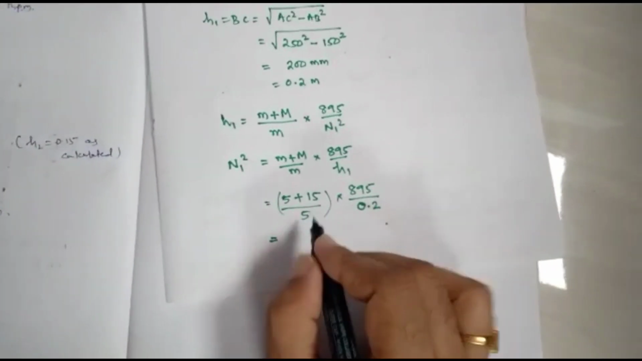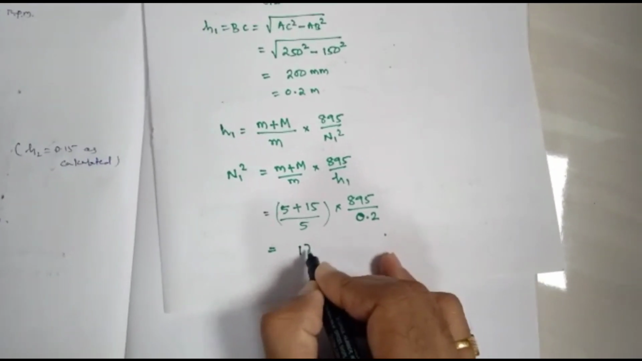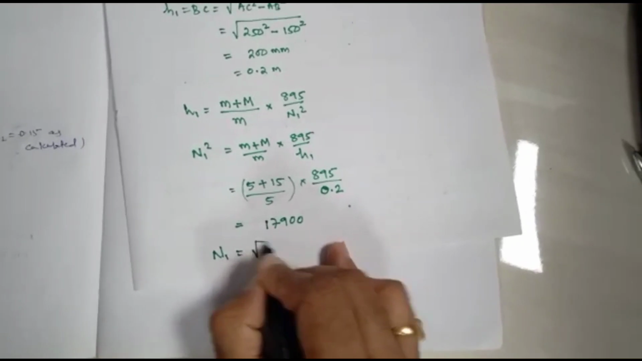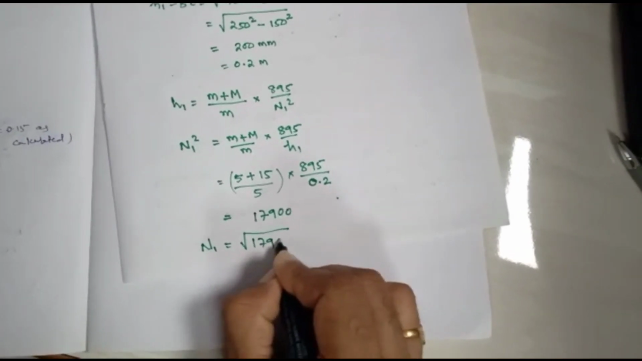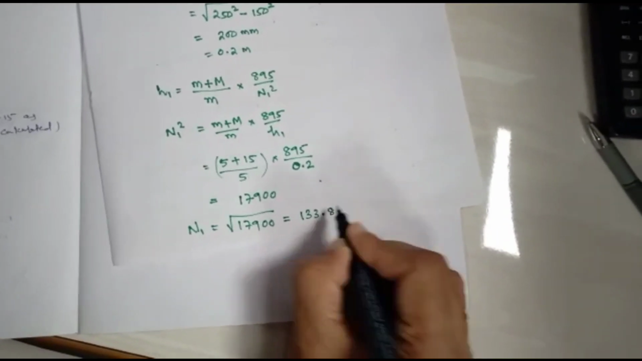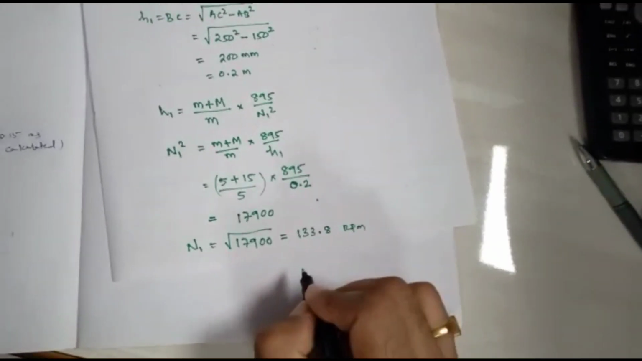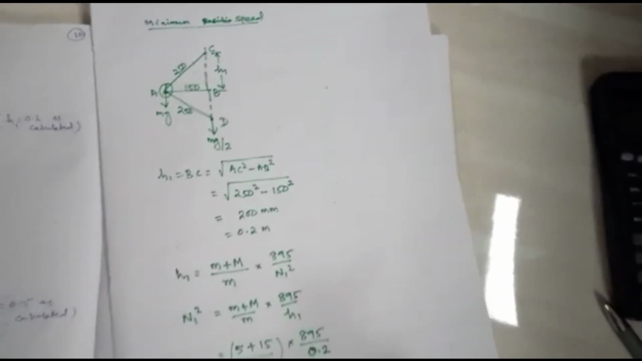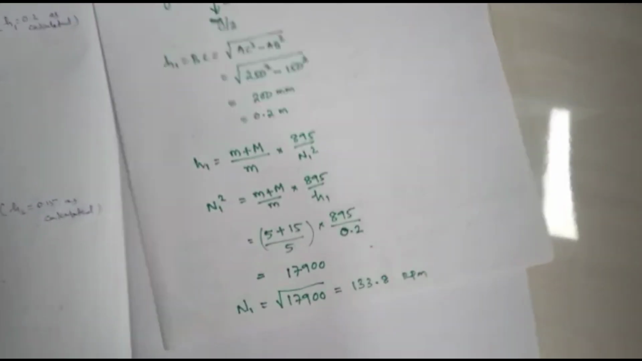After simplification, we'll get the value 17900. So what is N1? Root over of 17900. We'll get 133.8. This is in RPM. So this is minimum speed, 133.8 RPM. In a similar way, we'll find out the maximum speed.